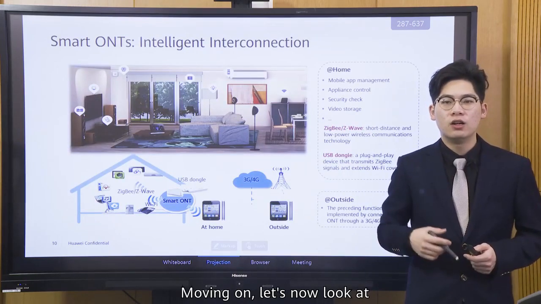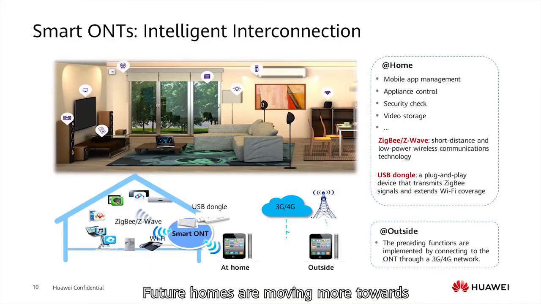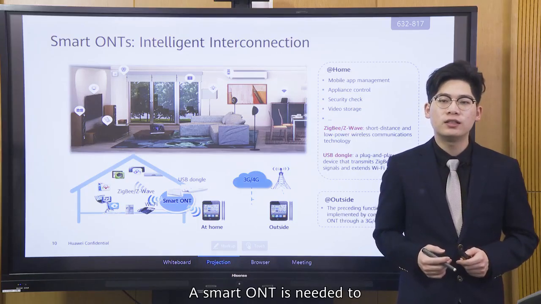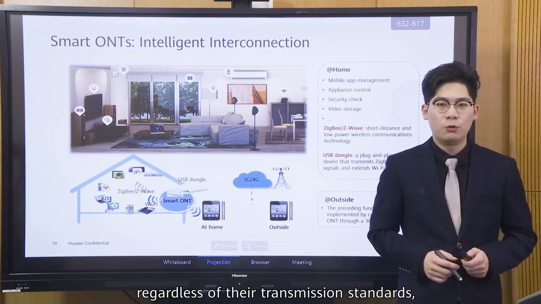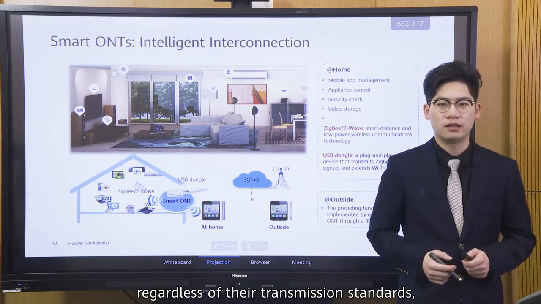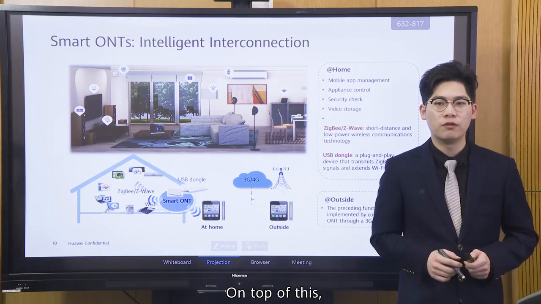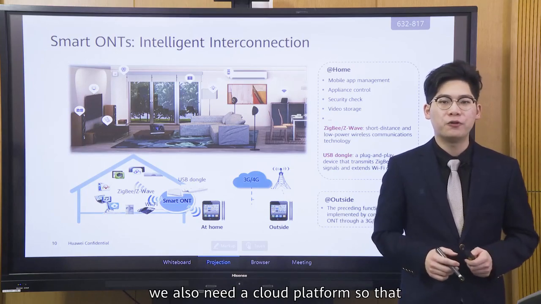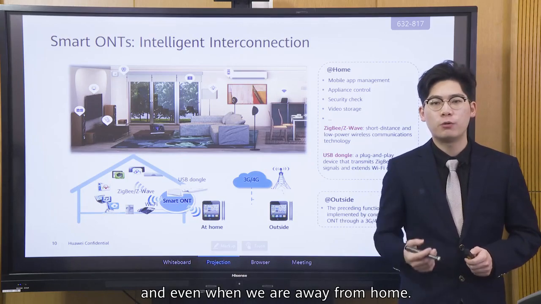Moving on, let's now look at intelligent interconnection through smart ONTs. Future homes are moving more towards smart automation in a move to cut energy consumption and bring greater convenience to our lives. A smart ONT is needed to connect all of these appliances and devices, regardless of their transmission standards, and provide a platform to control them in one place. On top of this, we also need a cloud platform so that we can control the devices through a smartphone, even when we are away from home.